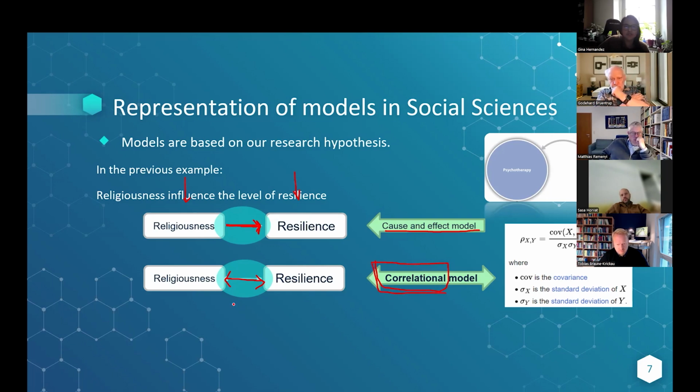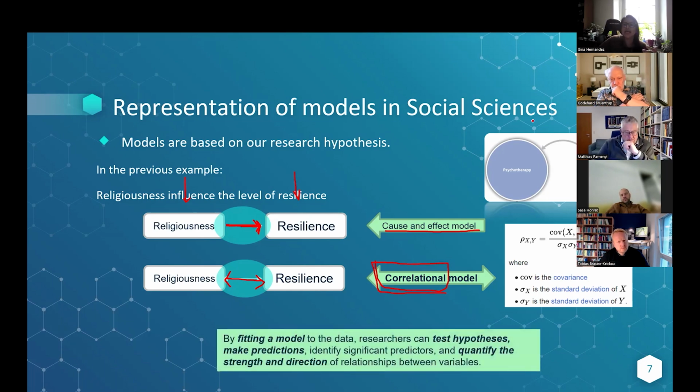These are just representations of a statistical model. I have another one here, for example. Here you have two arrows. This means a correlation because psychotherapy may influence the level of anxiety, like how many therapies are you having? It can influence the level of anxiety you are feeling. However, it can also be the other way around. It can be that because you are anxious, you are going more to therapy, right? So it can be two ways. So this is a correlational model too.